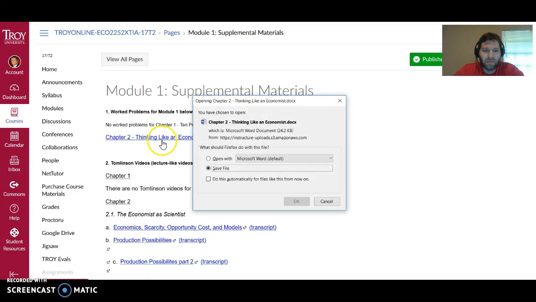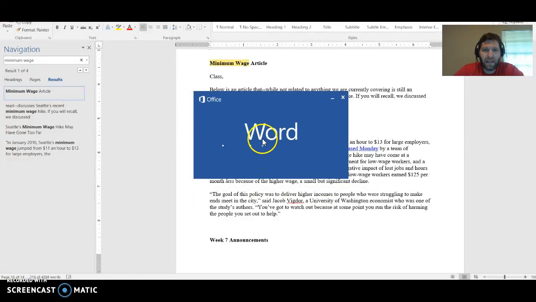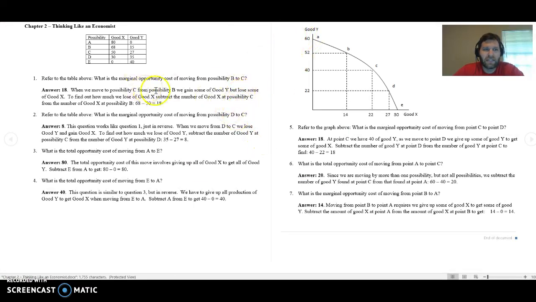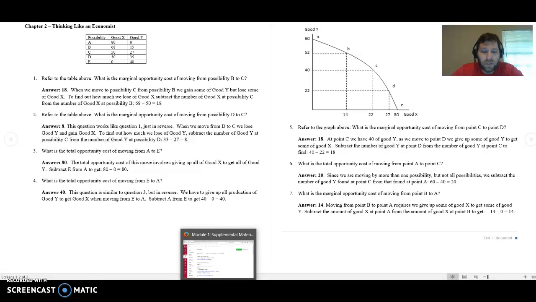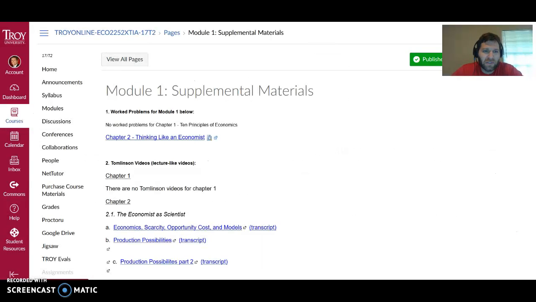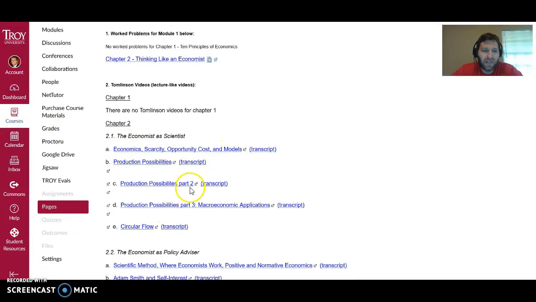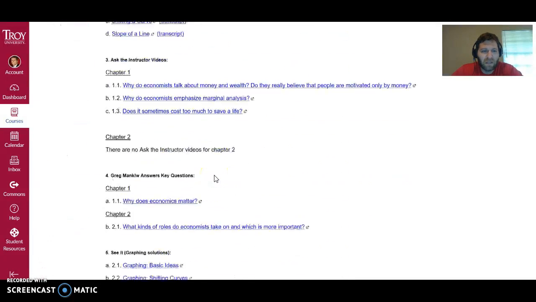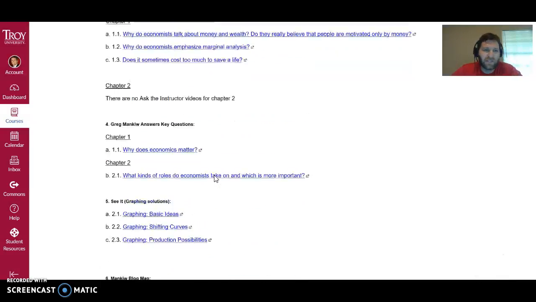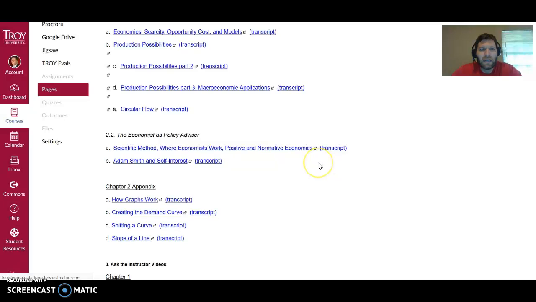And if you click on these worked problems, it's going to be a Word file. So I'm just going to open the file so you can see what it looks like. And this Word file is going to be a question and answer where I give you the answer, then I show you how I arrived at the answer. And these are going to be specifically for the math problems that you're going to be facing in each chapter. So you definitely, I would think, want to look at these if you're struggling with some of the math concepts, because those will help you out. These are some lecture-like videos by Tomlinson, and there's some other things in here that you might want to look at, maybe you don't want to look at.